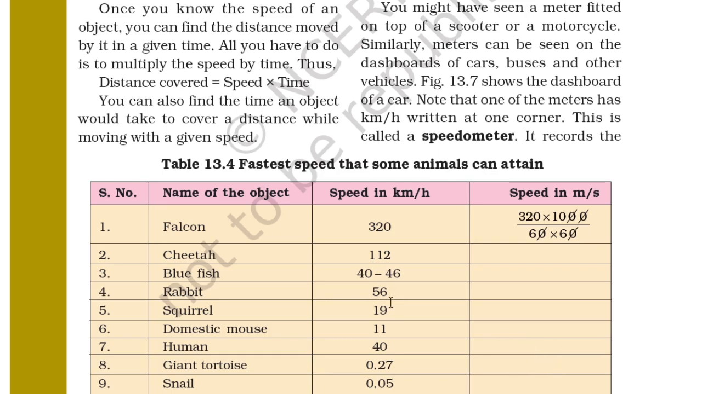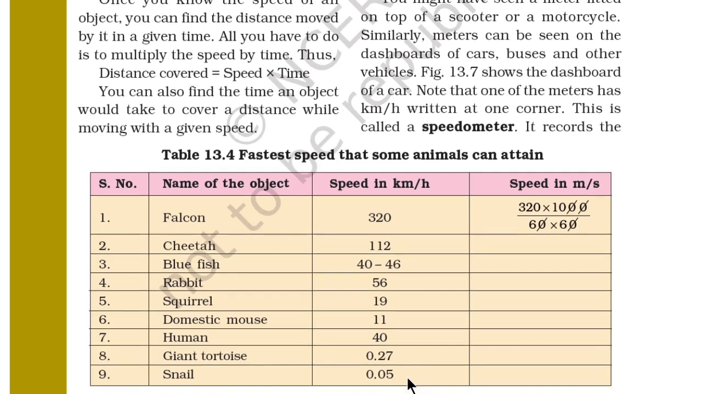Cheetah has 112 kilometer per hour speed. Bluefish has 40 to 46. Rabbit has 56 kilometer per hour speed. Squirrel has 19. Domestic mouse has 11 kilometer per hour speed. Human has 40 kilometer per hour speed. Giant tortoise has 0.27 kilometer per hour and snail has 0.05 kilometer per hour speed.